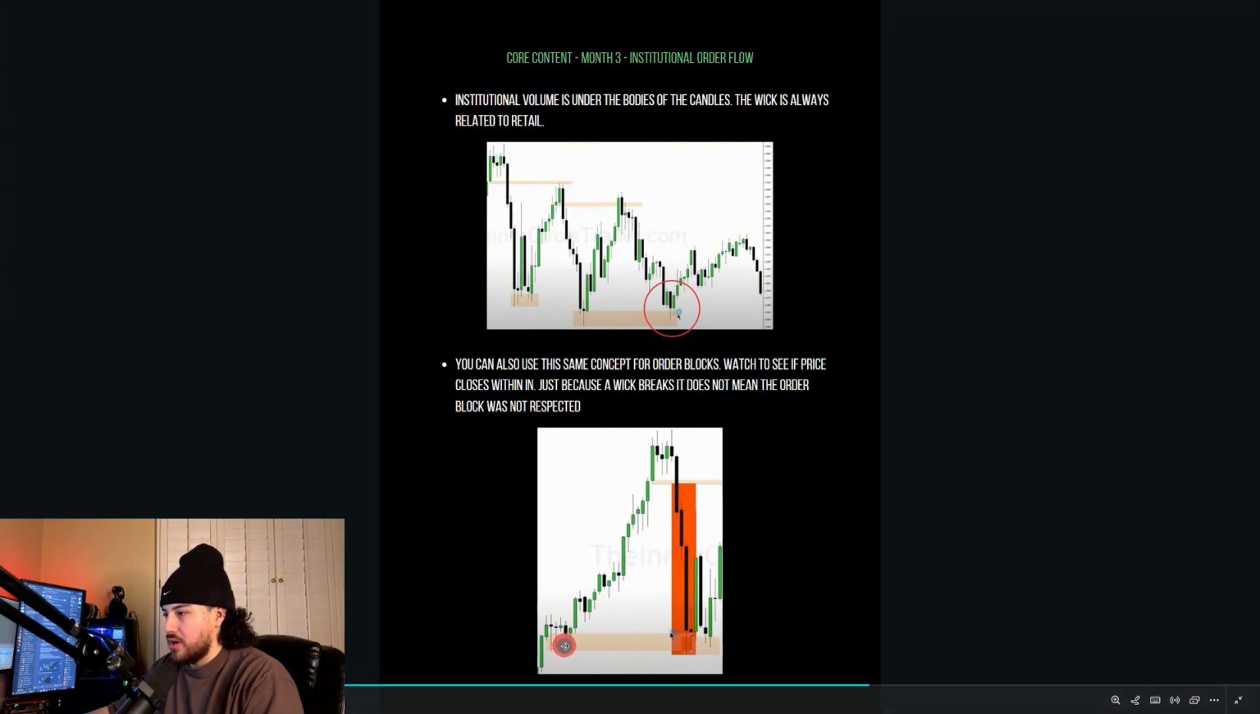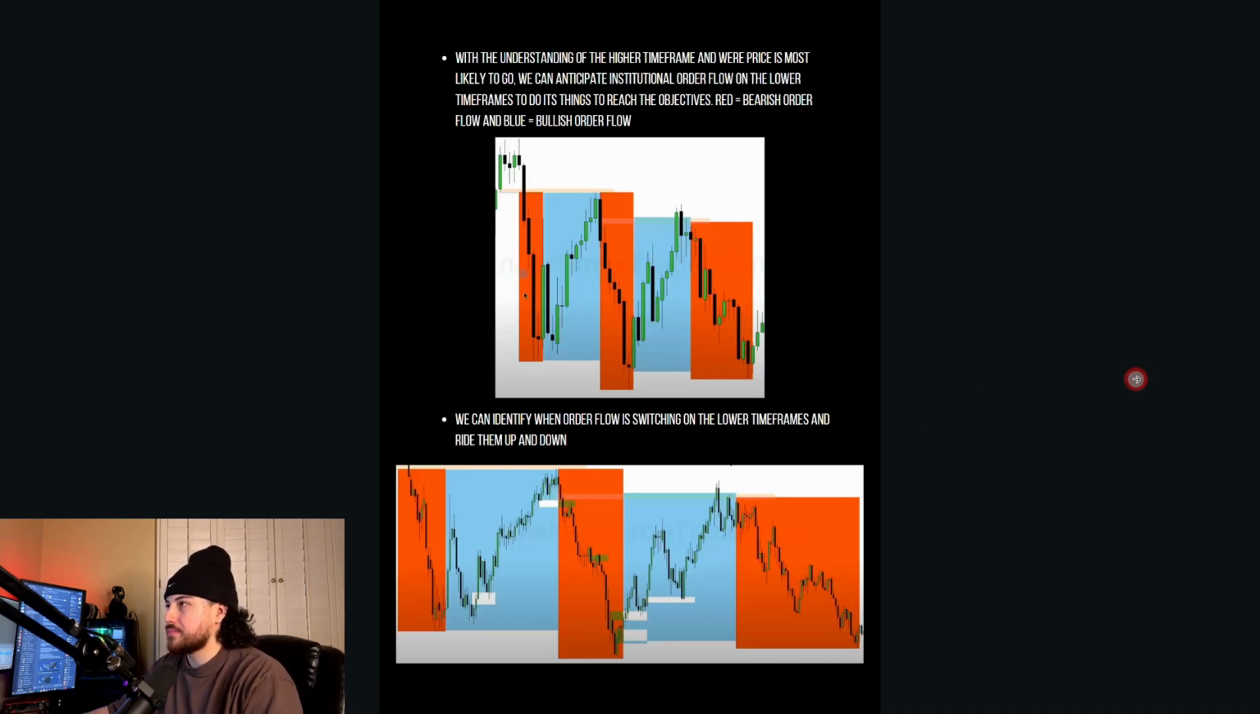So here he draws up some form of an order block based off the wicks, I'm assuming, and he's describing that even though price wicks underneath it does not mean it was disrespected. Watch to see if price closes underneath or not. In this case, price does not close underneath, so he would actually consider this being a respected order block.